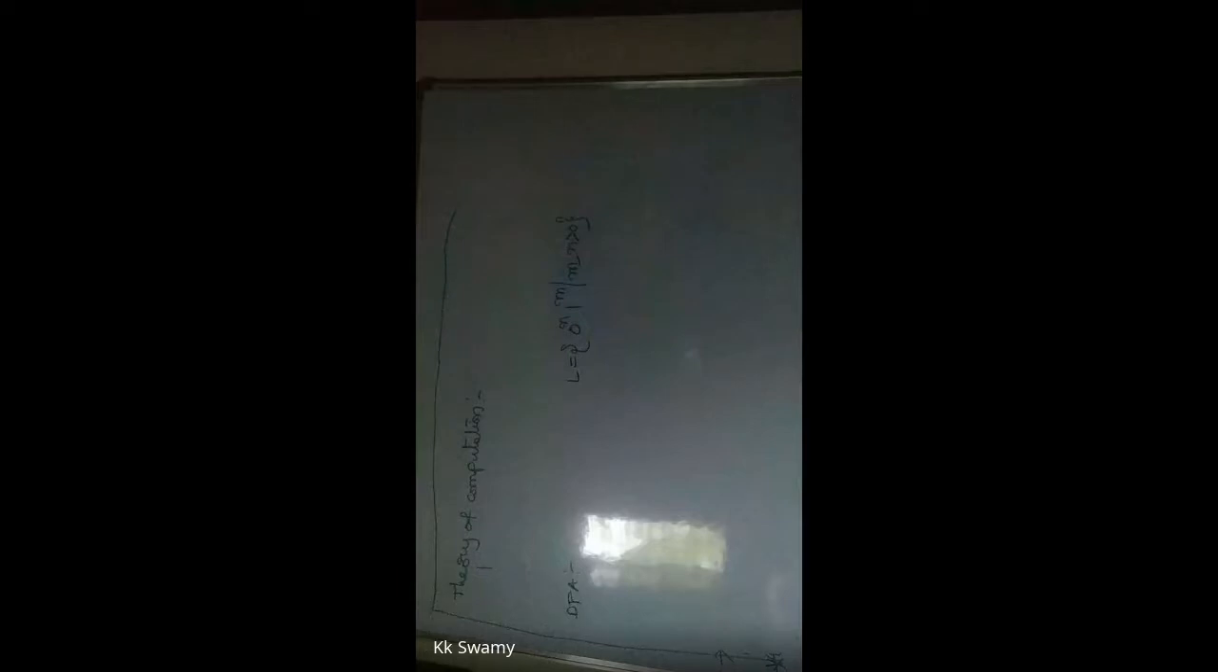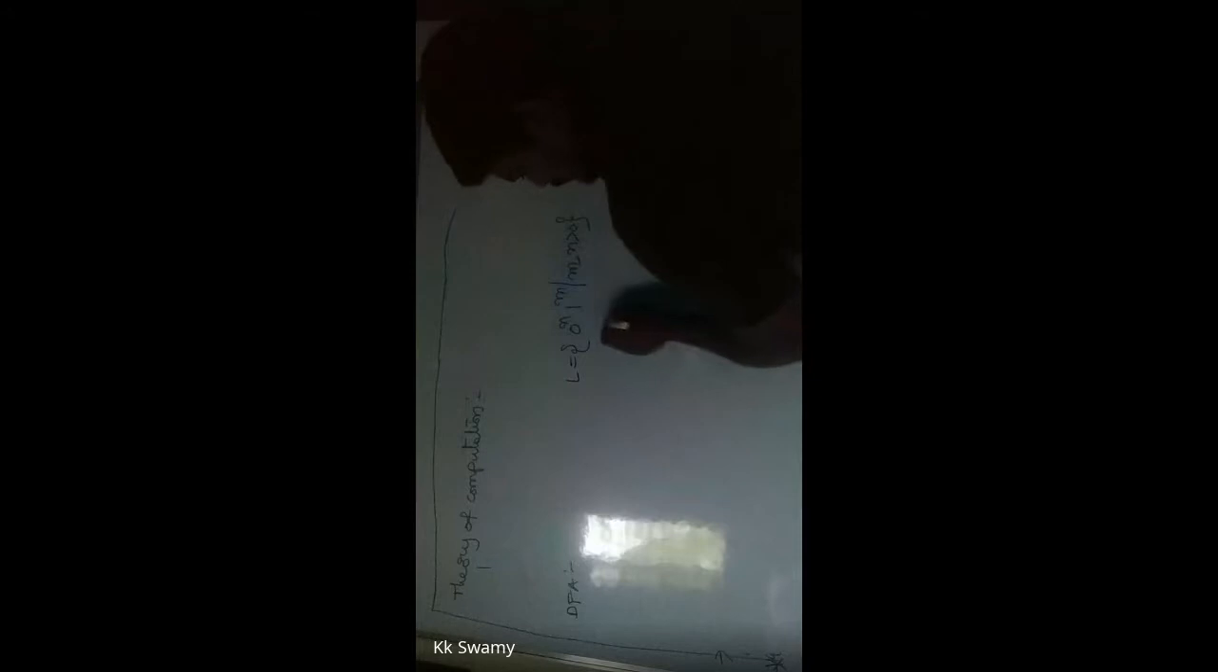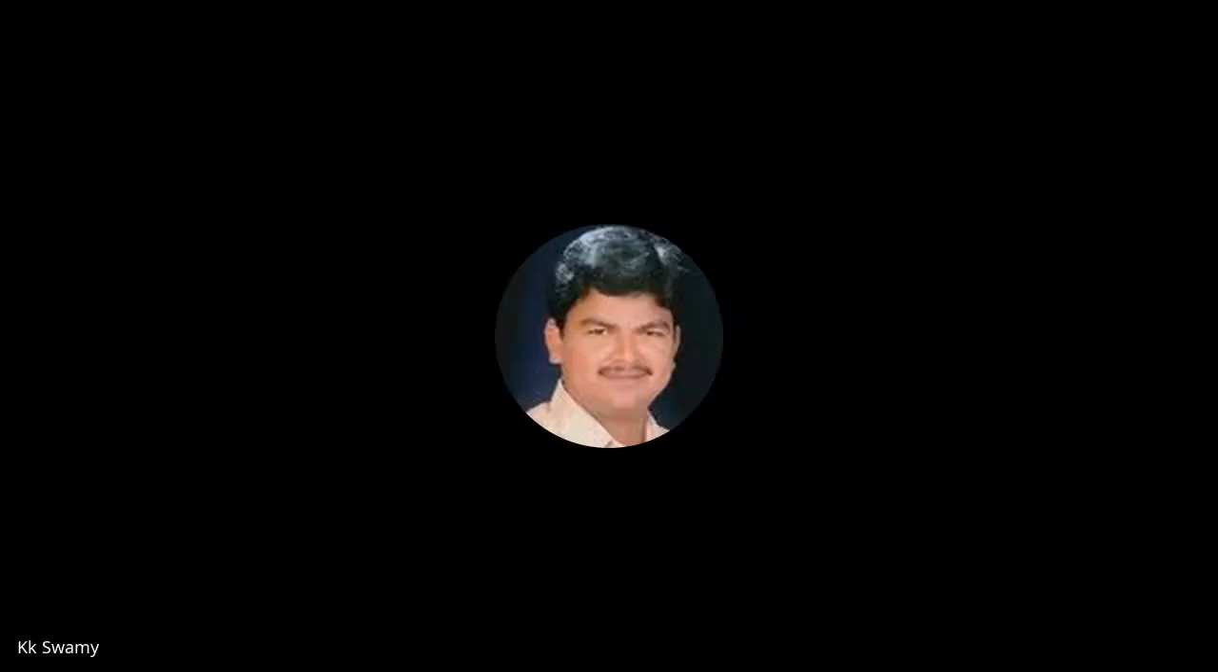That means what strings are valid as per this language? The language L contains 0 1 is valid, 0 0 1 is valid, 0 1 1 is valid, 0 0 1 1 is valid. That means zeros followed by ones, n number of zeros followed by m number of ones.